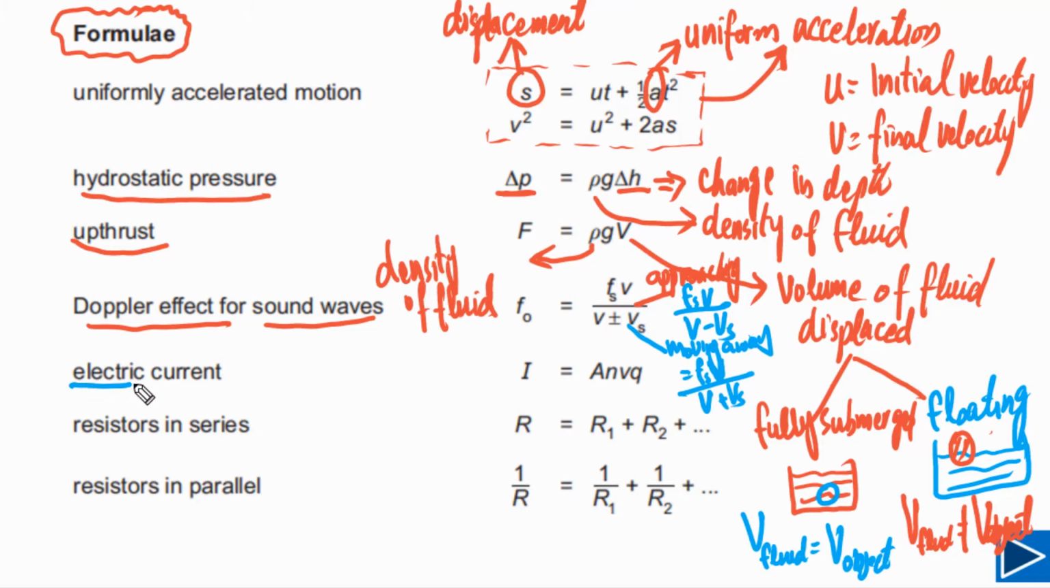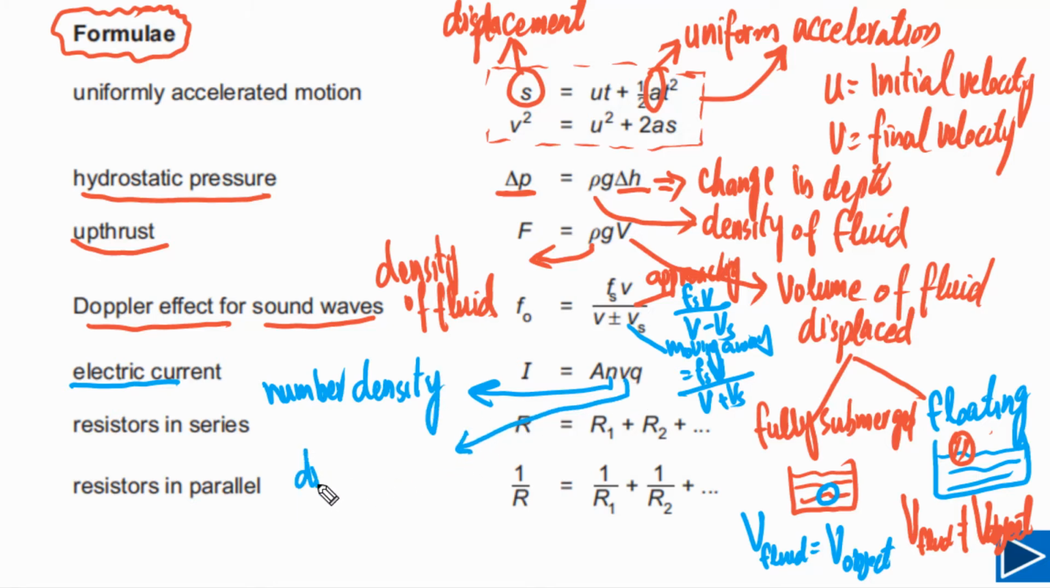Next one is electric current. So n here is number density, I mean, the number of free electrons per unit volume. And v here is the drift speed. Actually this is drift velocity, better to say. Number density means number of free electrons per unit volume.